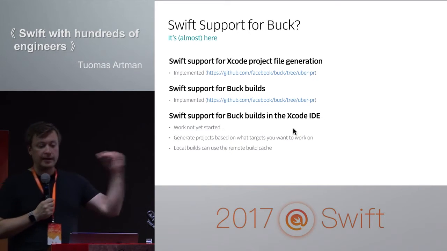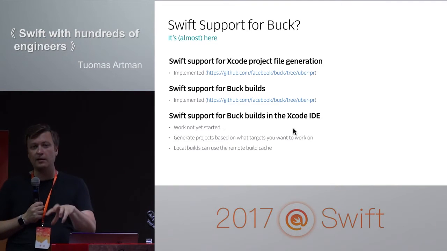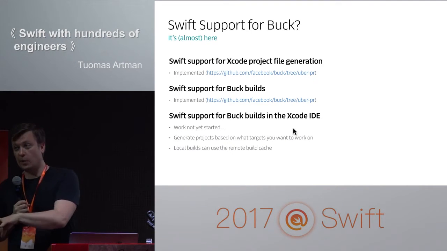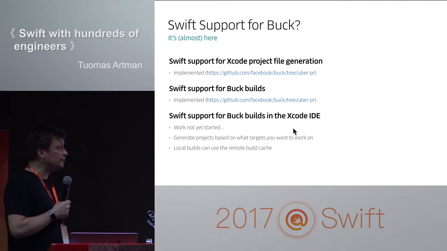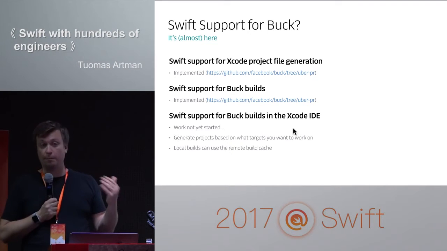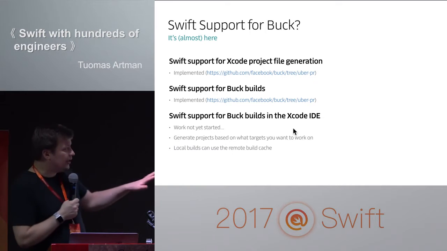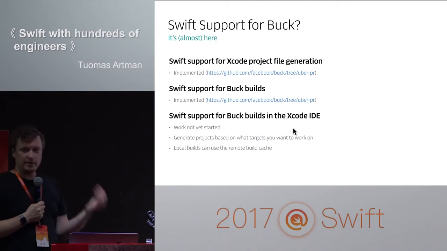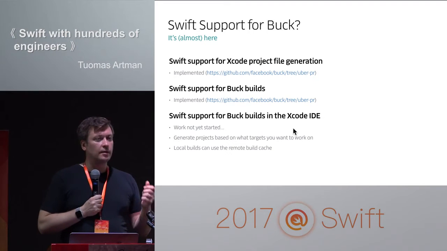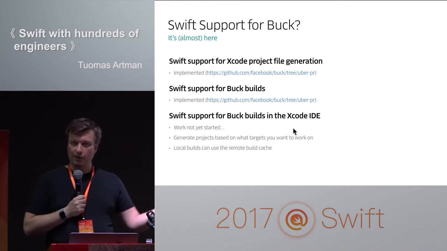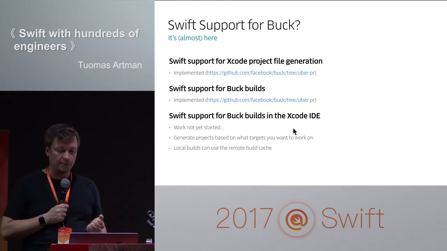What we added is Xcode project file generation for BUCK. So you can have BUCK create a project file if you want to use Xcode to actually debug and test your application. And we added Swift support for BUCK builds. So BUCK can now build Swift files. And we're looking into adding BUCK support for the Xcode IDE as well. So when you hit command build, it would use BUCK instead of Xcode build, which hopefully would get you speed increases of up to 4 times for incremental builds.